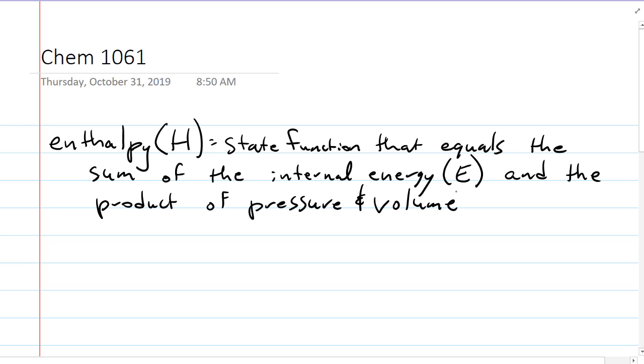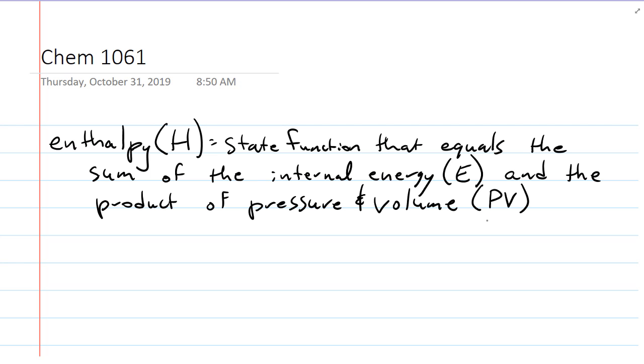So it's a state function that equals the sum of the internal energy and the product of the pressure and volume, which we say is PV. Product means that we're going to multiply them together. And remember that when we talk about a state function, all that matters is the final state and the initial state. The way you get there doesn't matter. So only the initial state or the final state is what matters.